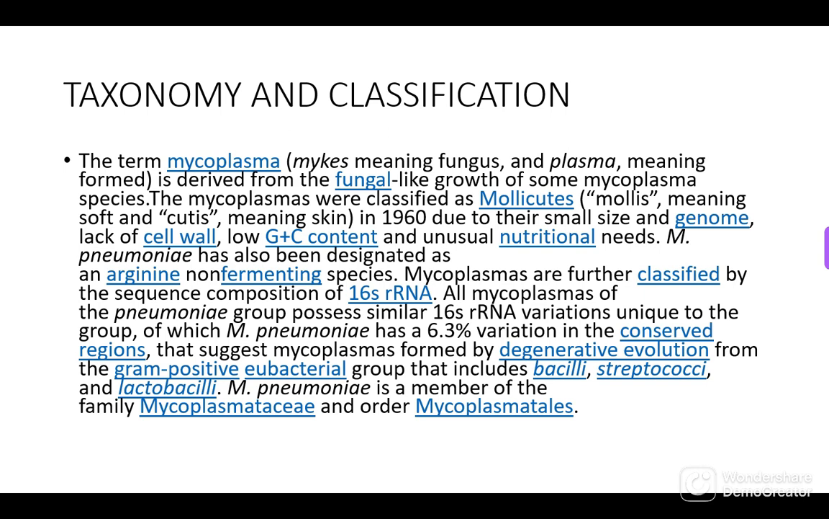Mycoplasma pneumoniae is a member of the family Mycoplasmataceae, and the order is Mycoplasmatales. You do not need to remember this, but the unique thing is that it lacks the cell wall, and it is fungal-like, very near to the fungus, but it is not a fungus, it is a bacteria, and during evolution its ancestors derived from the bacilli, streptococci and lactobacilli. And that is the summarization of my statement.